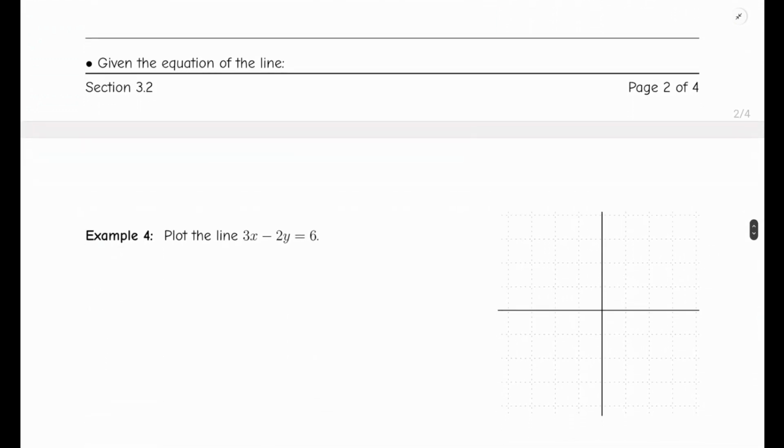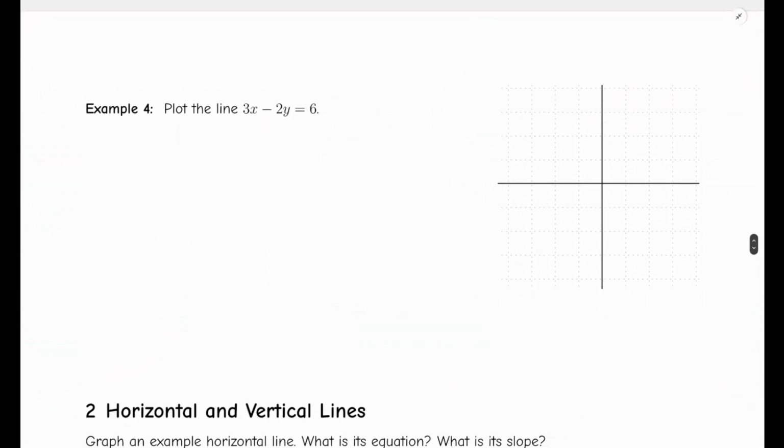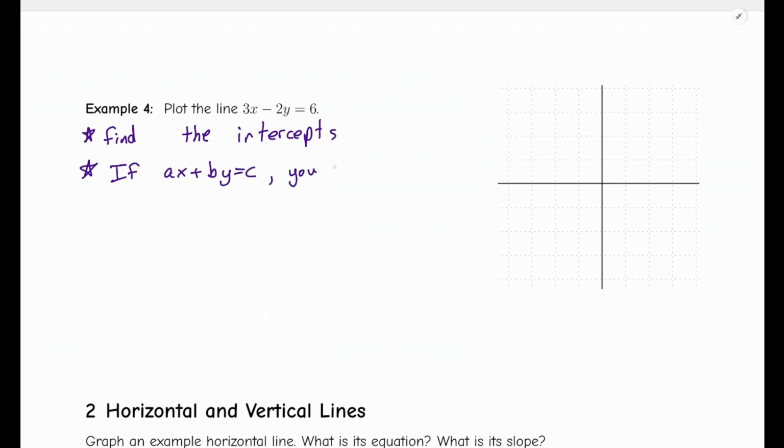Well, given the equation of a line, plot the line 3x minus 2y equals 6. So when you're given the equation, you want to find the intercepts. And then if it's in the form ax plus by equals c, you can use the cover-up method.